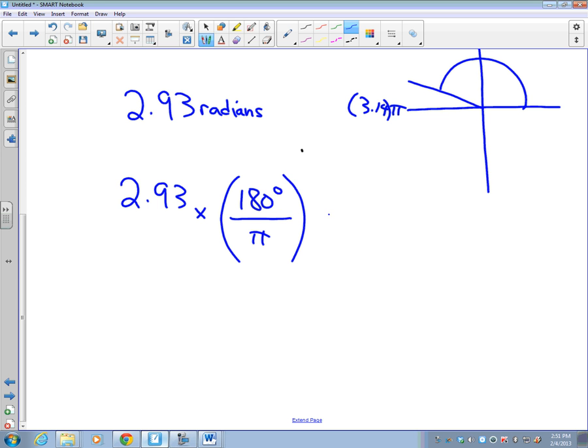So what do I get? I should get an answer that I know should be a little bit less than 180. So somebody done it? 2.93 times 180, and then you'd have to divide by pi. Graham, you got it? 167.87 degrees. And I should put a degree symbol on there because degrees need to be recognized and written. Oh, okay, so that's probably dependent on whether you use 3.14 or whether you actually use pi.